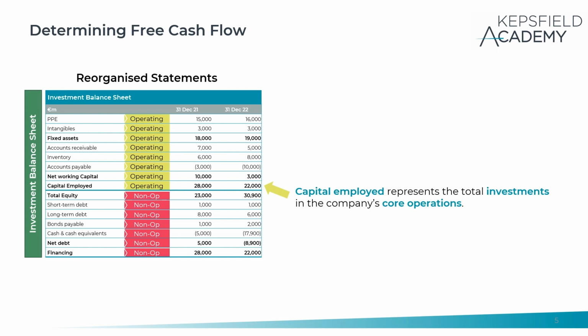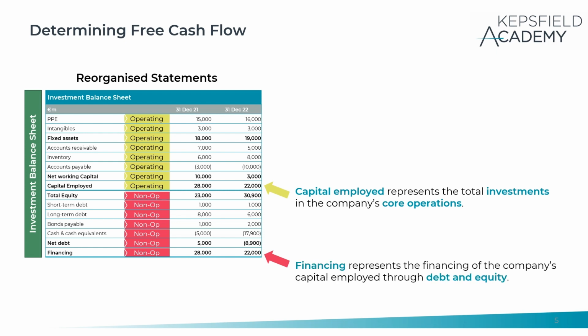for its stakeholders. Capital employed consists of fixed assets such as property, plant, and equipment, and net working capital, which is the difference between a company's current operating assets and the current operating liabilities. The financing part of the investment balance sheet includes all assets and liabilities not directly involved in the company's core operations. This part of the investment balance represents how the company's capital is financed.